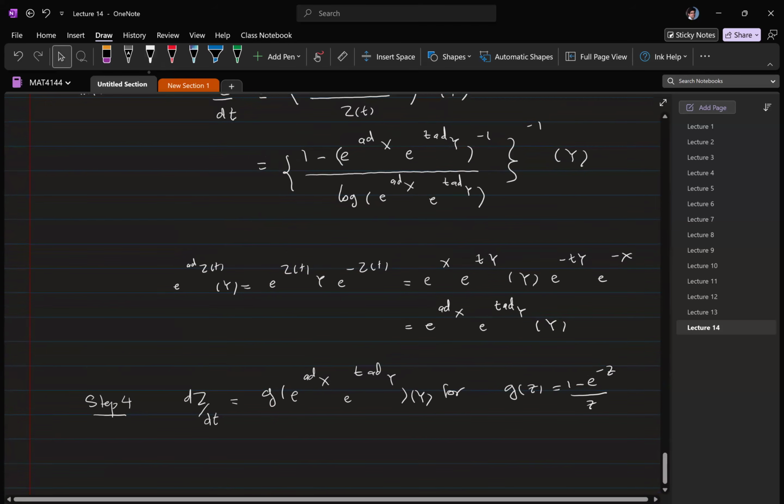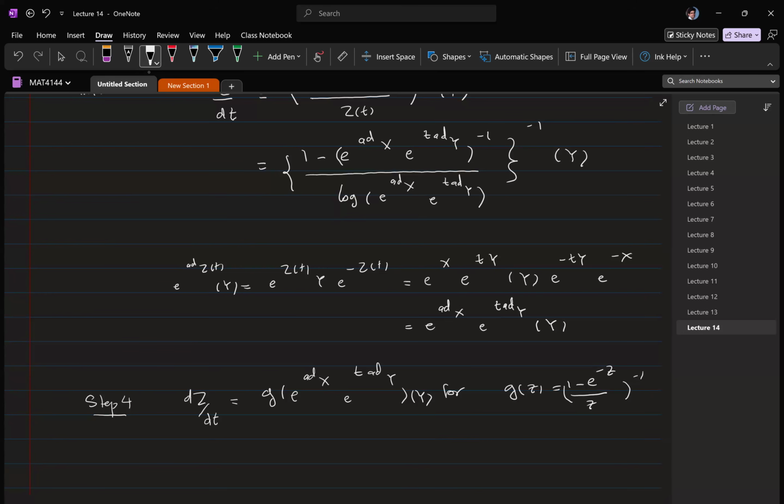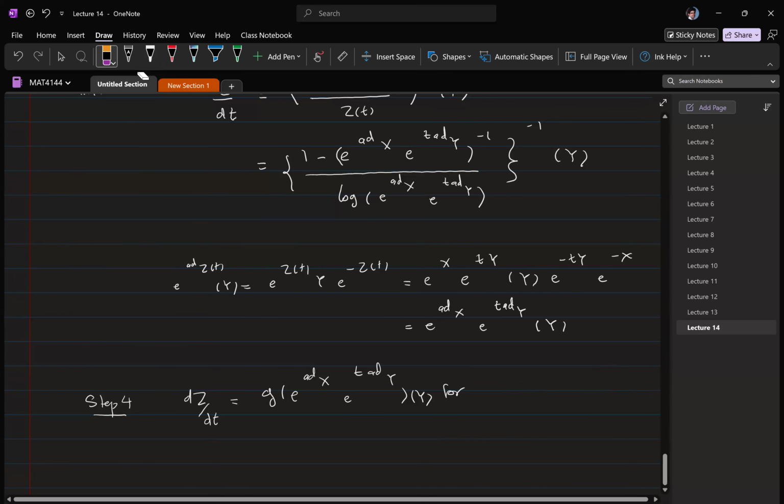Actually, I have some inverse. Do I have some inverse? Yeah. Sorry. No. I just wrote it incorrectly. So this is not the function. The function is different. So this is 1 minus z inverse divided by log z.